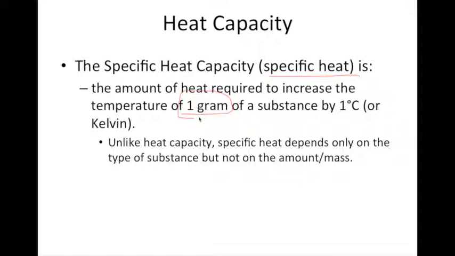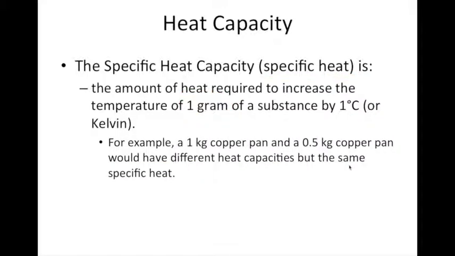So unlike heat capacity, specific heat depends only on the type of substance, so whether it's iron or copper or aluminum, but not the amount or mass. So for example, a 1 kilogram copper frying pan and a 0.5 kilogram copper frying pan would have different heat capacities because they have different masses, but they would have the same specific heat because they're both made of the same substance, copper.